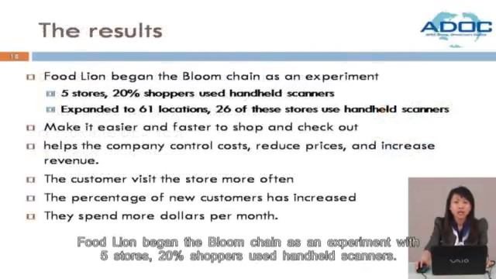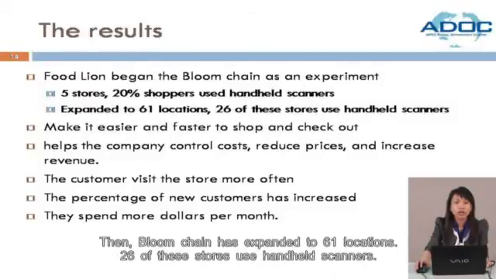Food Lion began the Bloom chain as an experiment with 5 stores. 20% of shoppers use handheld scanners. Then the Bloom chain expanded to 61 locations. 26 of these stores use handheld scanners.